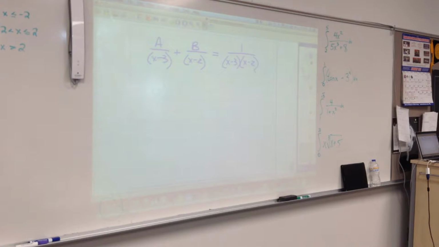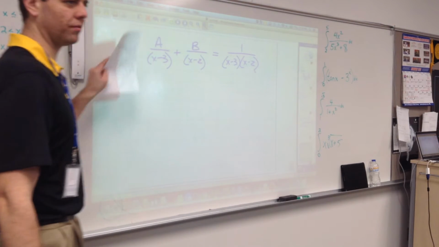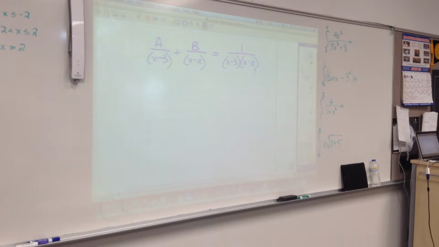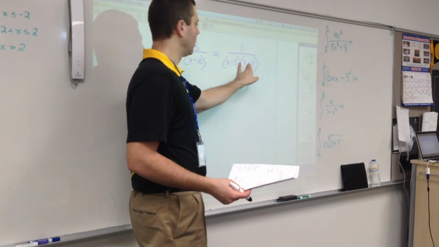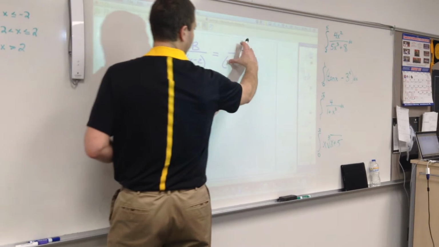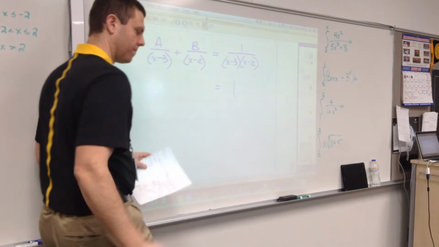All right? Now what I'm going to do, this is a rational equation. This is going back to advanced math. This is a rational equation. I'm going to multiply everything by our least common denominator. This is my least common denominator. So when I multiply that fraction by the least common denominator, I get 1.